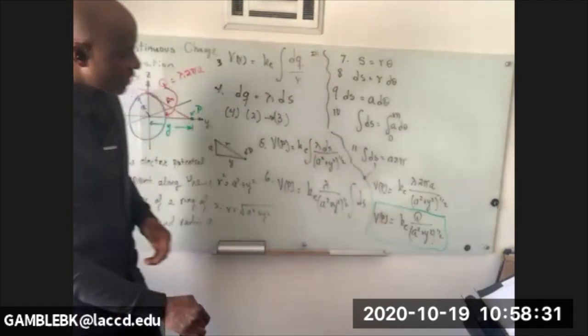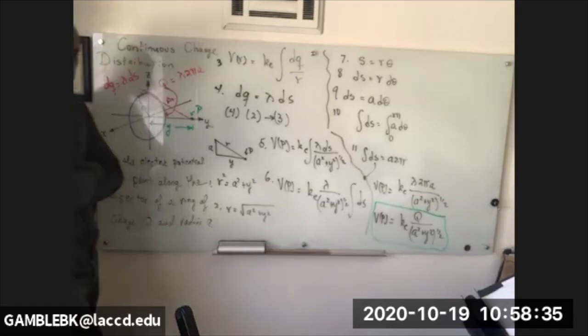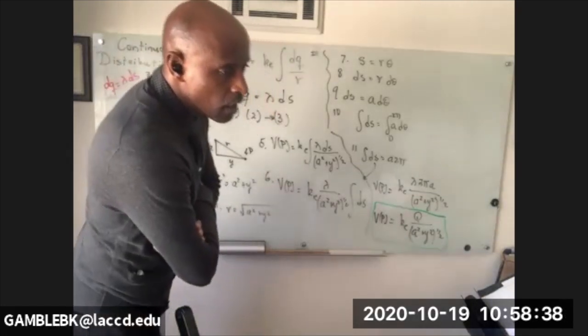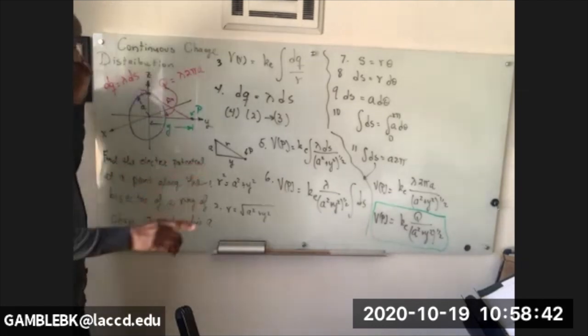Yeah, lambda is involved. That's right. That's what continuous charge distribution means. No, it's not linear. So I'm asking 2 things.